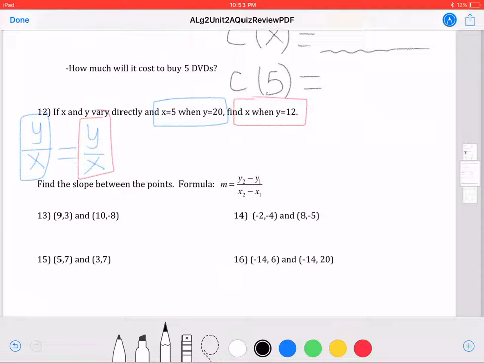Slope formula is very straightforward. Set it up, substitute, use the n over d button on your calculator, and solve.